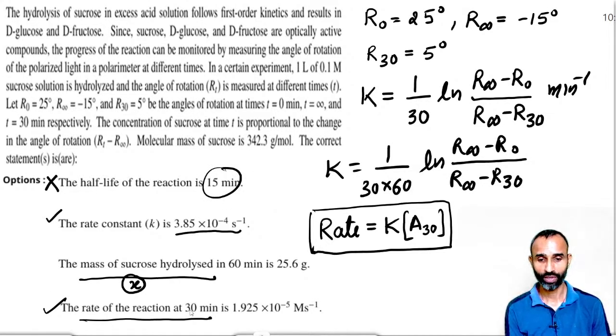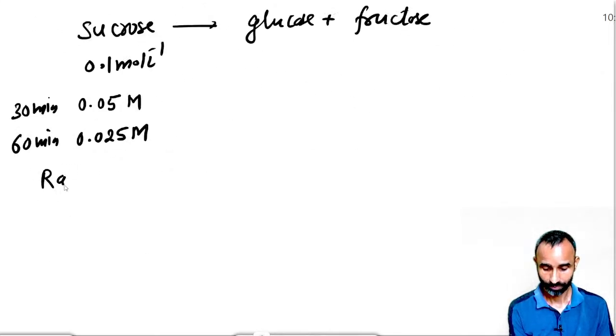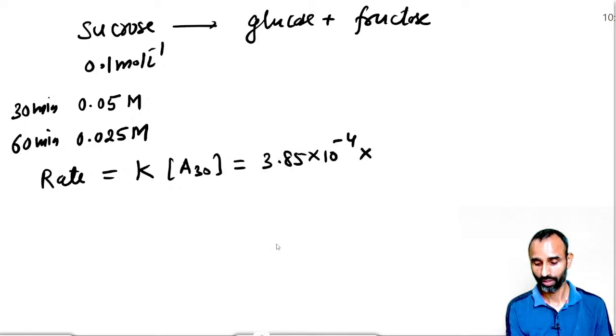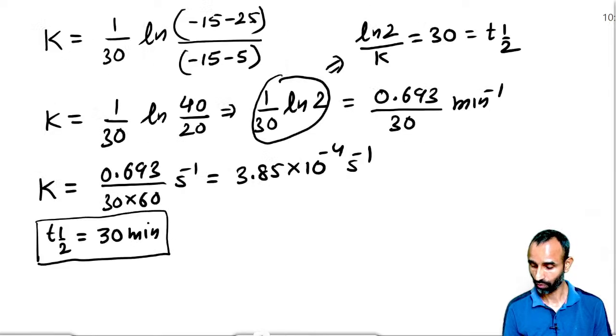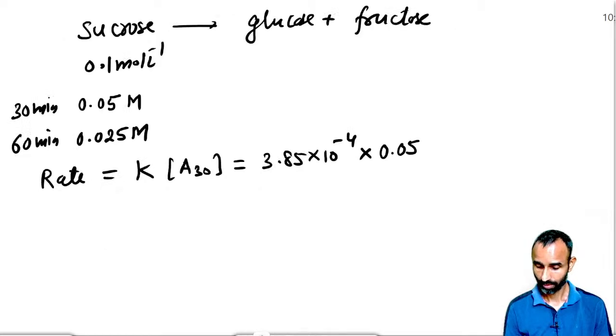Now rate of reaction at 30 minutes. So rate of reaction after 30 minutes is K into concentration of sucrose after 30 minutes. K is 3.85 into 10 raised to minus 4 into 0.05. What is the value?